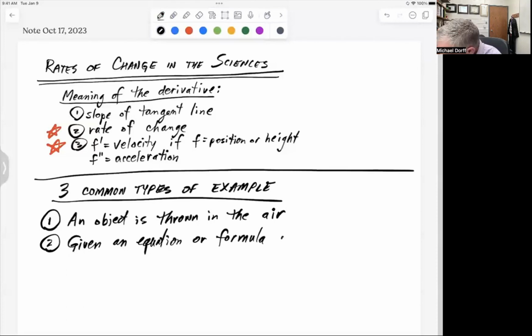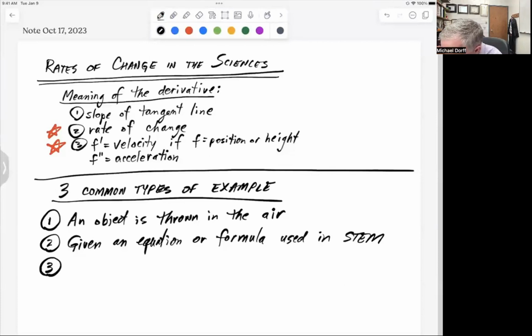The second type will be ones in which we are given an equation or a formula to describe a function, and these are used in STEM. Now, when I say STEM, I mean science, technology, engineering, and mathematics. So the sciences there. We'll be given that equation, and then we'll need to find some information related to it. Often these will be something related to the rate of change.